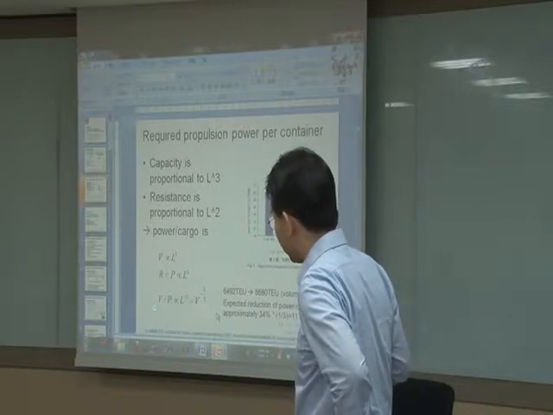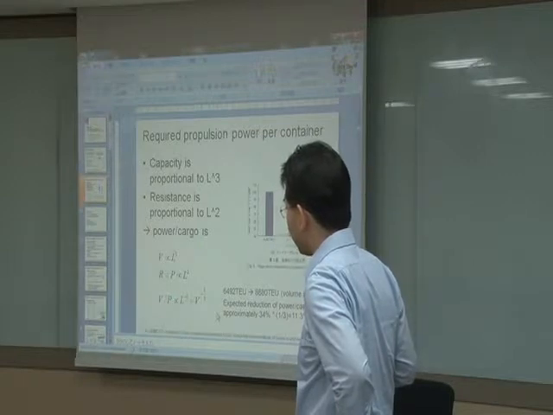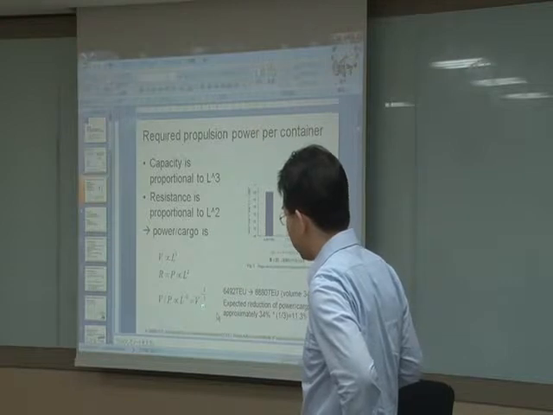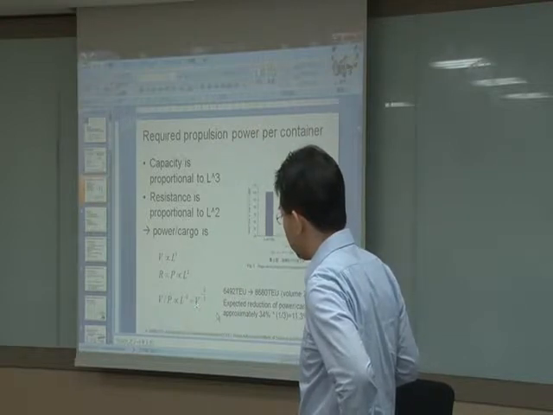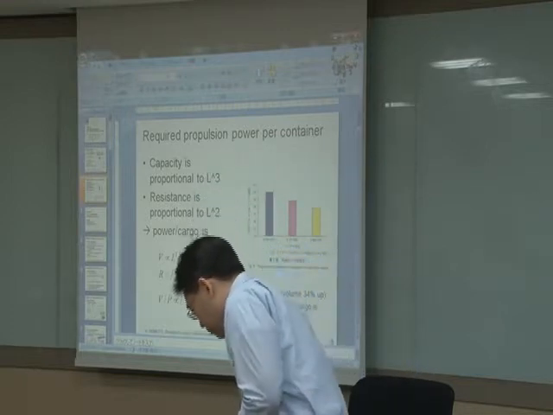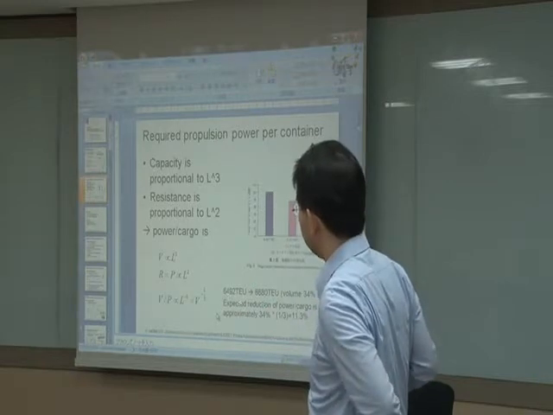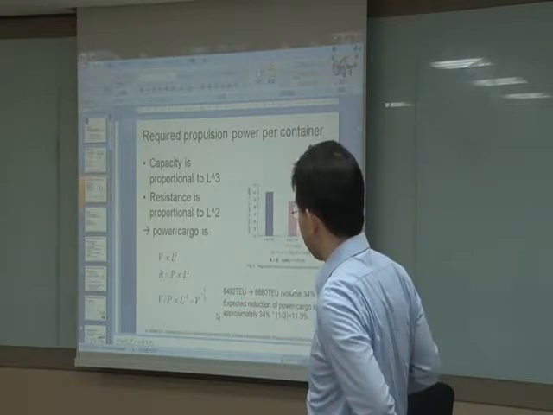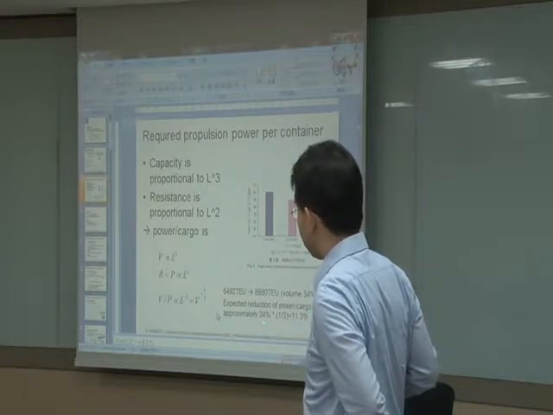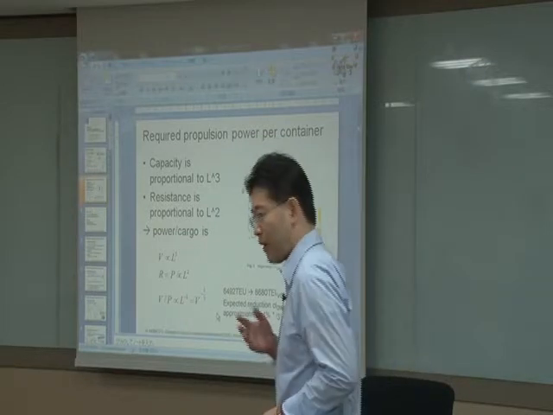This should be required power per container volume. So the cost is proportional to the volume powered by minus 1/3. So if we increase volume of the vessel about 30%, approximately the required power per cargo will be decreased by 10%.